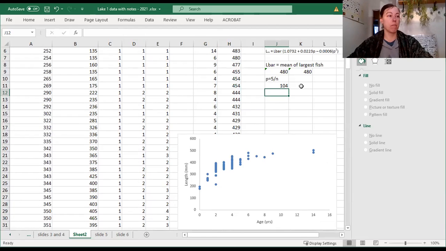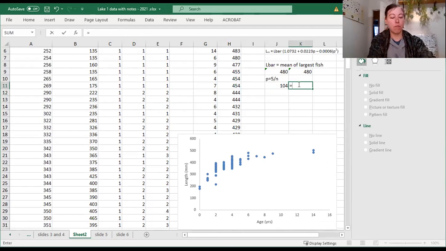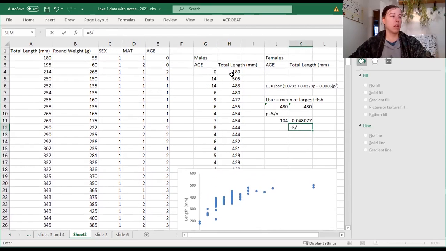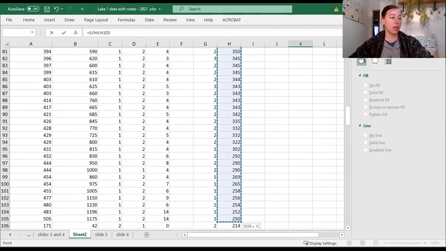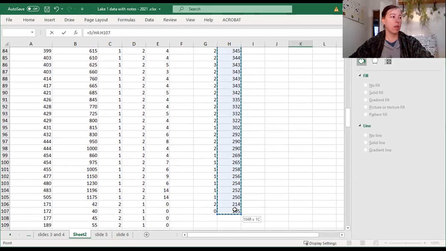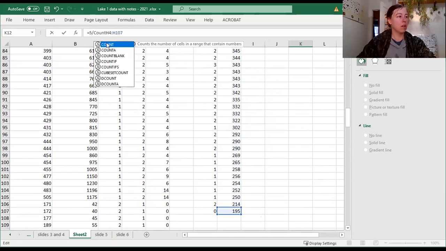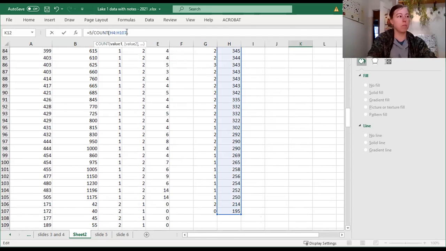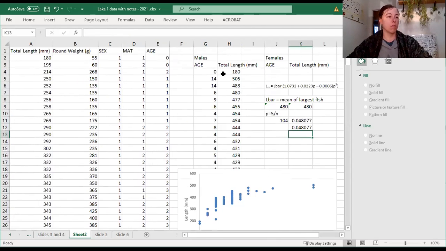N equals 104. So now to find P, it just equals 5 divided by 104. We could have also done that right away and just done 5 divided by the count of that, basically the same thing.